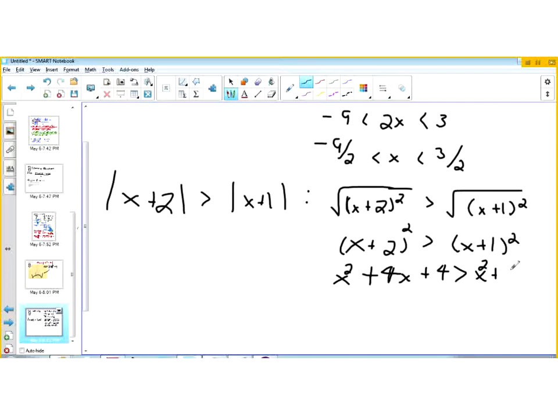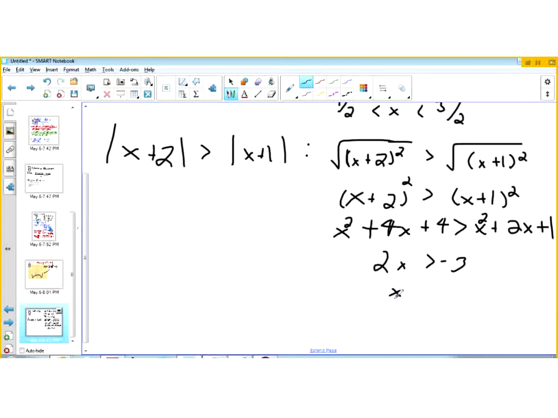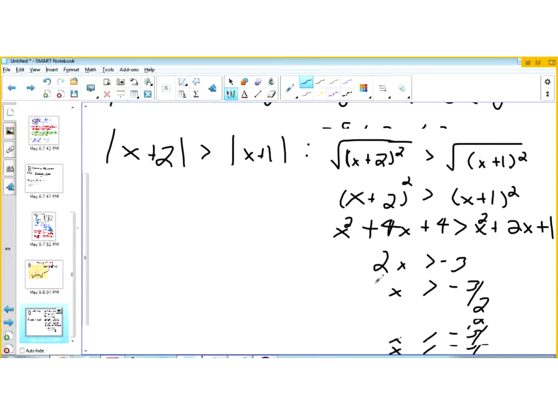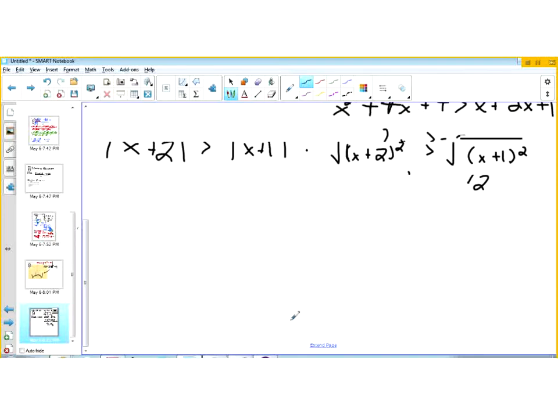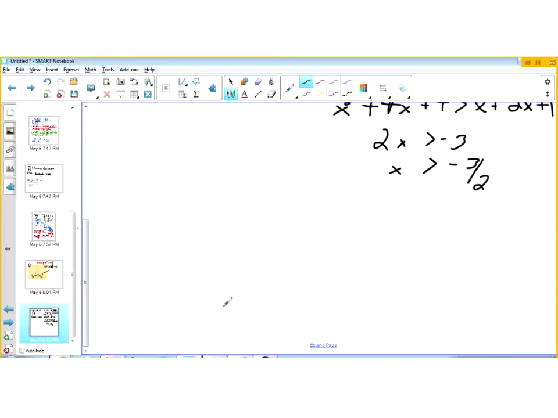must be greater than x squared plus 2x plus 1. Now we solve for x, so we have 2x is greater than -3, so x is greater than -3 halves. All right, so that's our solution. Okay, so that's one example of absolute value.